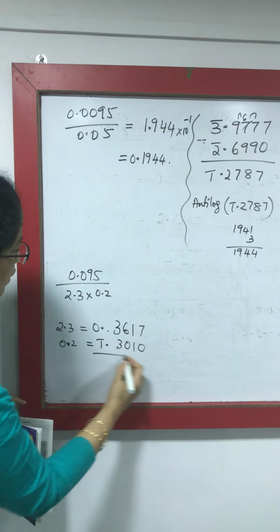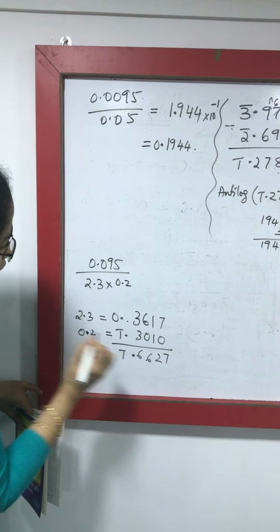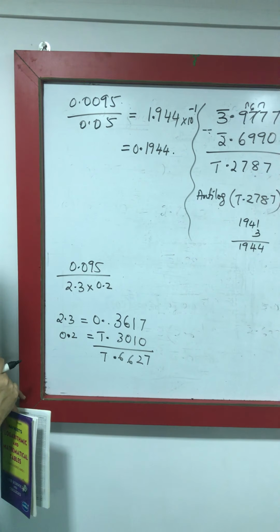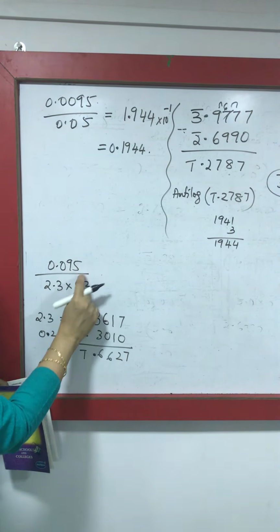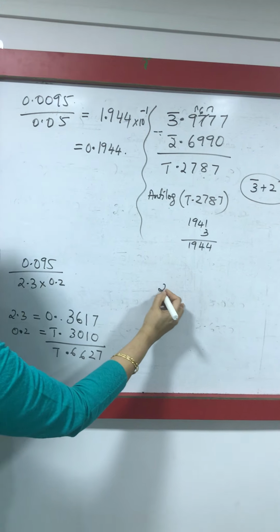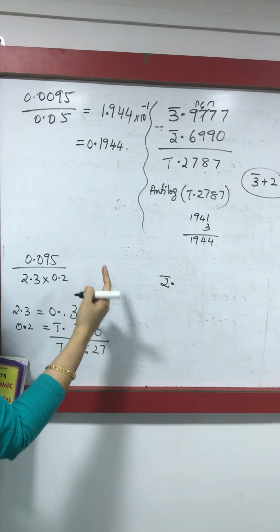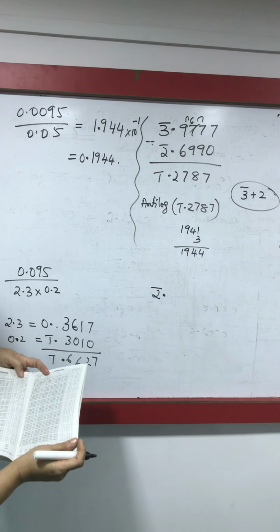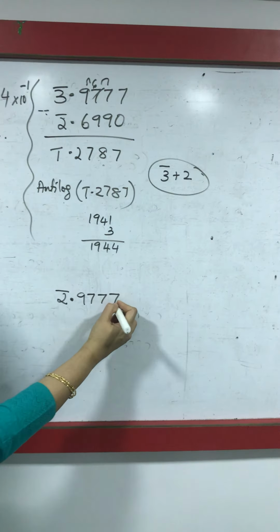Now they are multiplied, so we are going to add it. And when I add it, 0 plus bar 1 is bar 1. This is the value of the logs that are taken in the denominator. Now I will take the log value of this number which is in the numerator. This is not in standard form. If I have to write it in standard form, it will become 9.5. So we have gone 2 places to the right side. So characteristic is bar 2. I have just found the value of 995 in my log tables, and that is 9777. So I write here 9777.